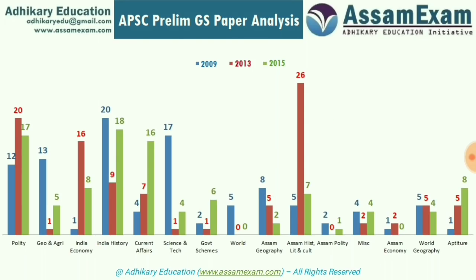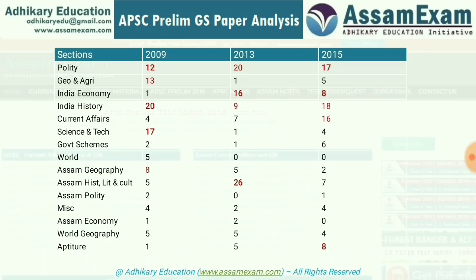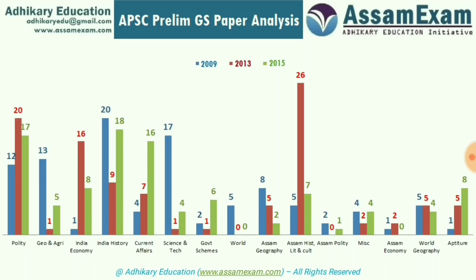This is just a graphical representation of what we have seen on the previous page. You can see these tall towers. They signify the number of questions. These 3 colors are 3 years: 2009 is the blue color, red is 2013, and green is 2015. For polity, you can see all 3 colors are high towers. That means in all 3 years a good number of questions came.